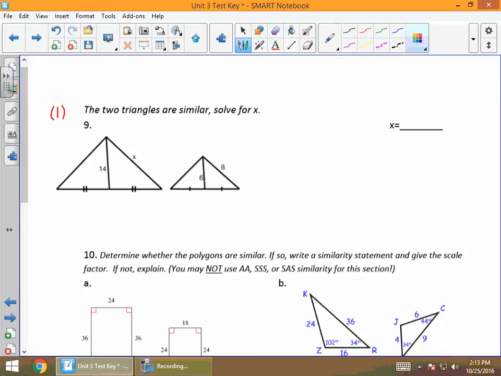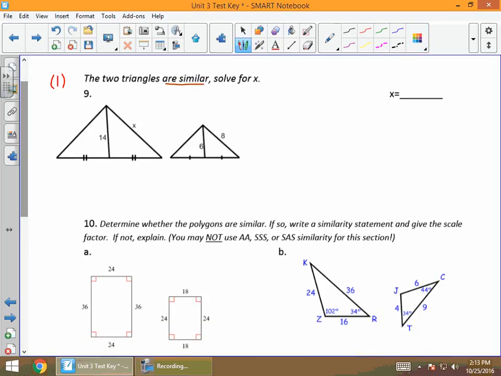And it says the two triangles are similar. So they are similar again. I see that, so I can set up a proportion. These two things are called medians, just so we know. It doesn't ask you, but these are called medians. They connect a vertex to a midpoint on the other side. So I can set up a little proportion here.